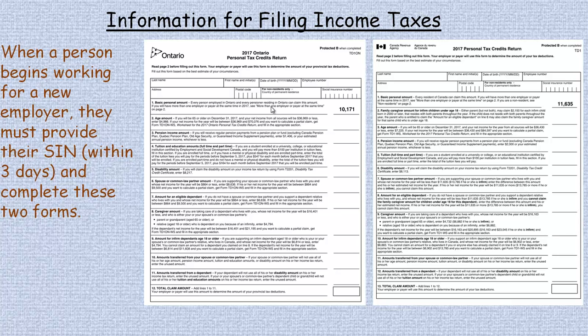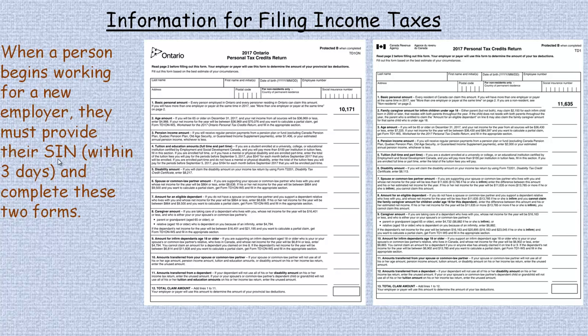If you're simply from a different province or territory in Canada, the only difference is the provincial amount here and form. So it might say Manitoba or BC or Newfoundland and Labrador, or wherever you're from. And you fill these out, and this is the federal form here on the right. These forms are supposed to be filled out in the first 3 days of employment.